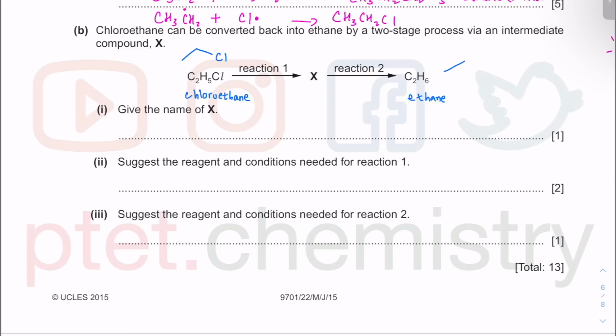Chloroethane can be converted via an intermediate compound. So I guess I could convert it via this. And then I could reduce that. So I could eliminate that. So if I go from here to here, this will be elimination, elimination of your HCl by using NaOH in ethanol.